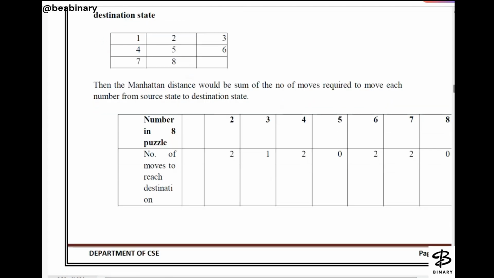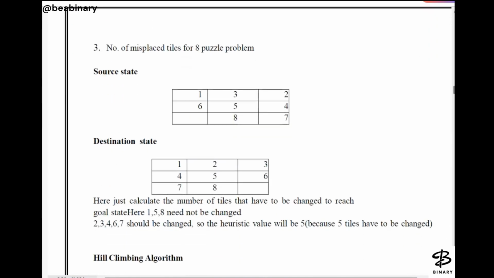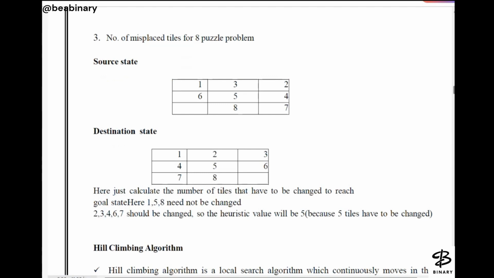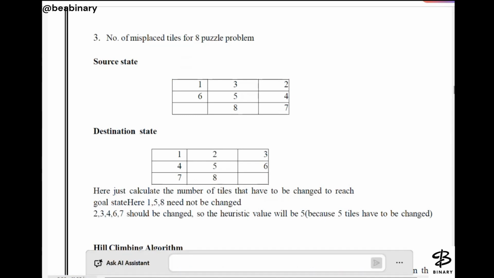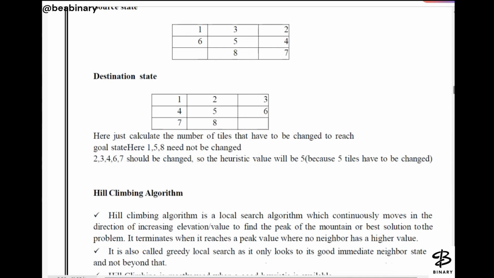And another method we have discussed for checking the heuristic value is to just calculate the number of tiles that have to be changed to reach the goal state. In that we find that 1, 5 and 8 are at their destination state only, so we need to change 2, 3, 4, 6 and 7, right? So the number of tiles that should be changed, we found here, is 5. So this is the heuristic value.